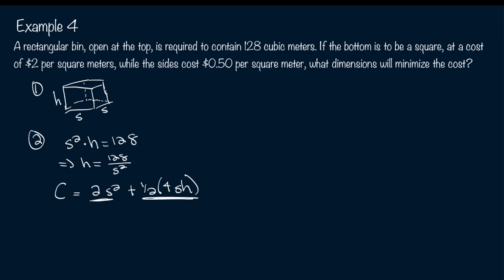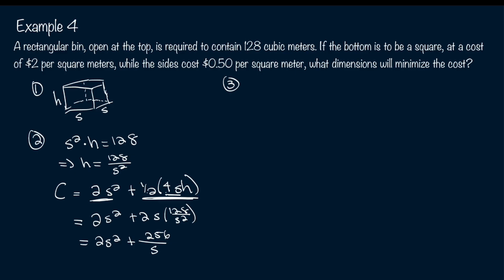So now what we're going to do is just simplify it. So we're going to take that h that we found earlier and plug it in. So 2 times s squared plus 2s, plug in h, and we get 128 over s squared. And the 2s is from the 4 times the s multiplying by that 1/2. Then to simplify it some more, we get 2s squared plus 256 over s.